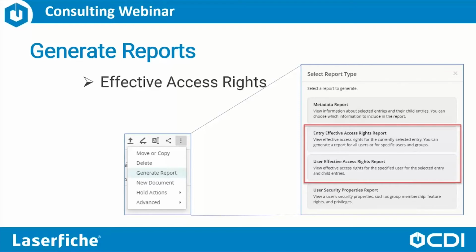The entry effective access rights report will allow you to view the effective rights for the currently selected entry, either for all users or for selected members of a group or selected groups. You can specify exactly which rights to report on or add all rights for a comprehensive report. The user report is fairly similar, although it'll allow you to run the report for a specific user or users and all of the child entries and child folders and documents.